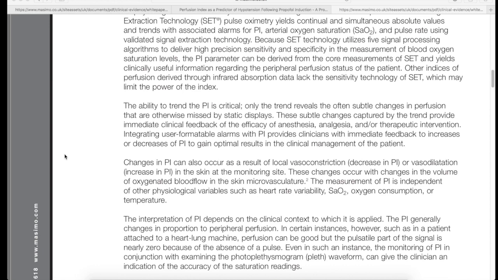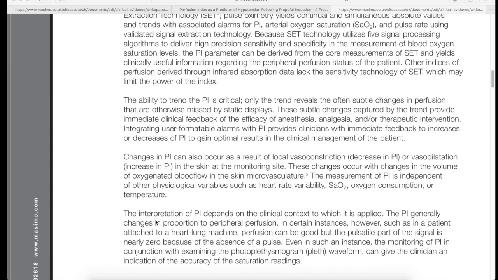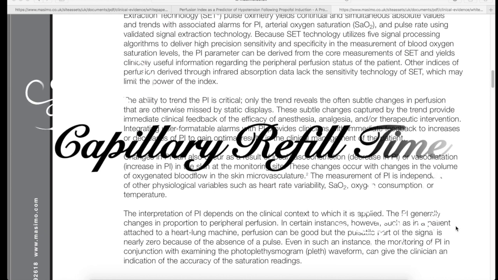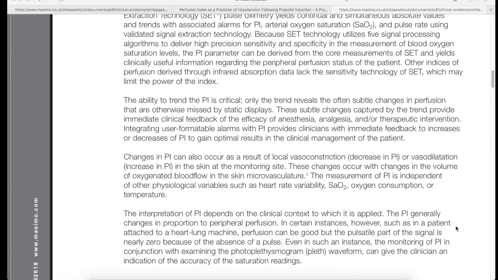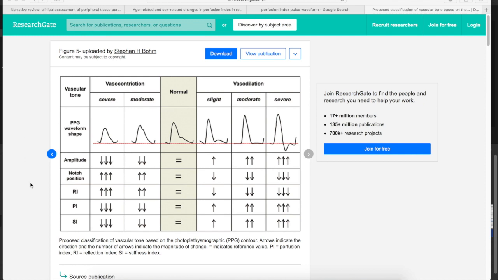Essentially, the PI is a numerical measure of the strength of the pulse, which indicates peripheral blood flow to the finger. So yeah, it's a fancy capillary refill time. The PI decreases with vasoconstriction and rises with vasodilation. So the lower the number, the worse the blood flow to the finger. Normal values vary with age.